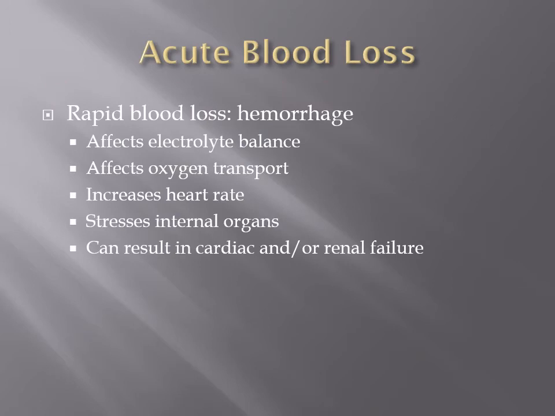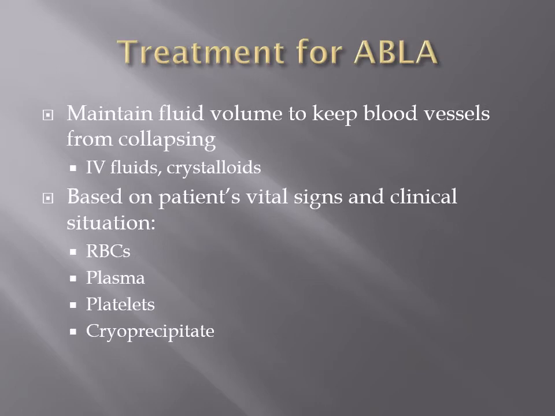Acute blood loss. This is rapid blood loss from a hemorrhage, for example. It affects electrolyte balance, it affects oxygen transport, it increases the heart rate, stresses your internal organs, and can result in cardiac or renal failure. Treatment for acute blood loss: we want to maintain the fluid volume to keep blood vessels from collapsing. We're going to do this through IV fluids or crystalloids, which are volume expanders. This is going to be based on the patient's vital signs and clinical situation. Do they need RBCs, plasma, platelets, or cryo?